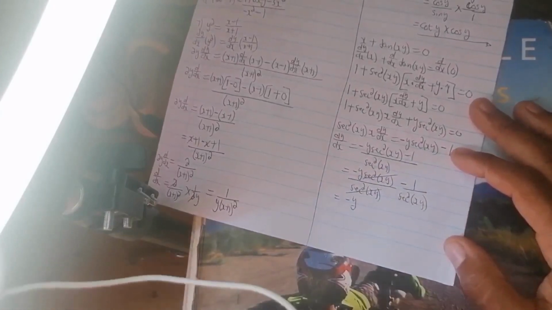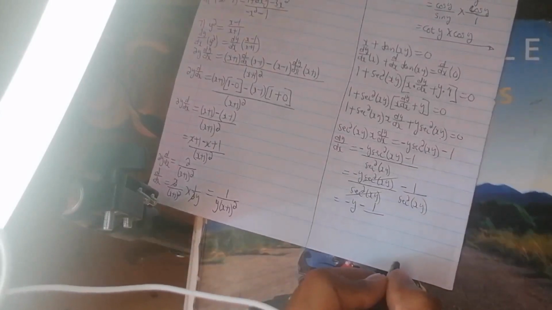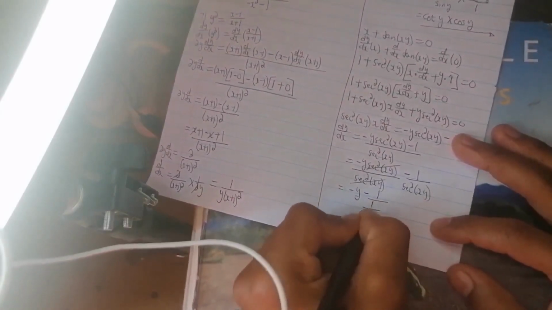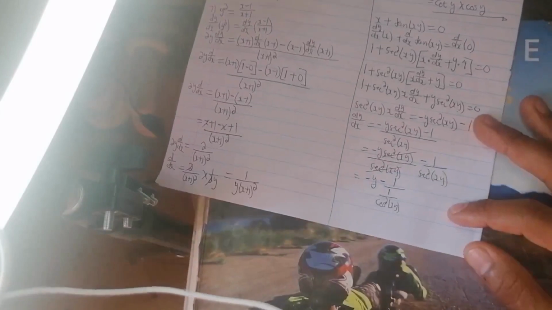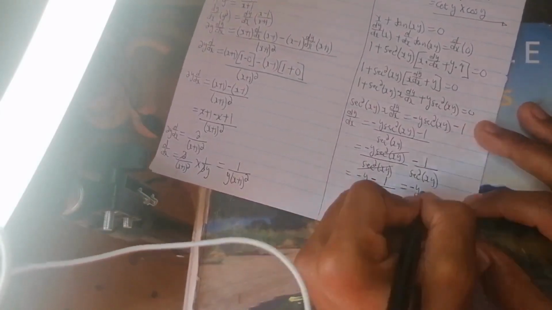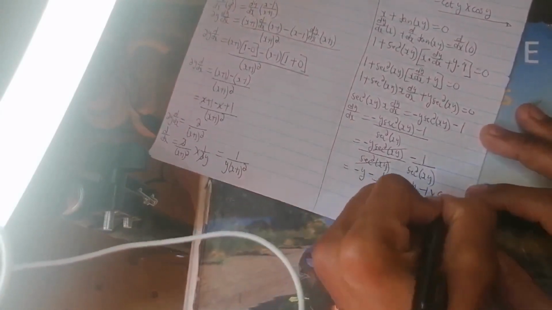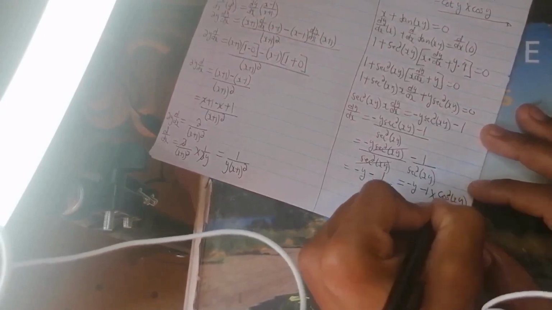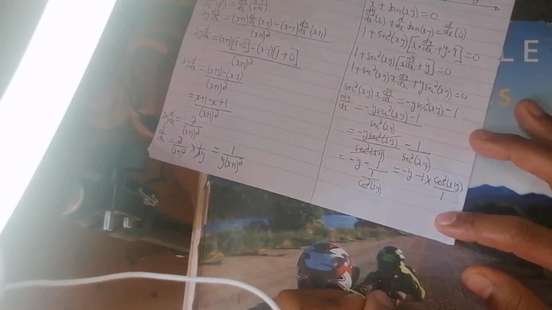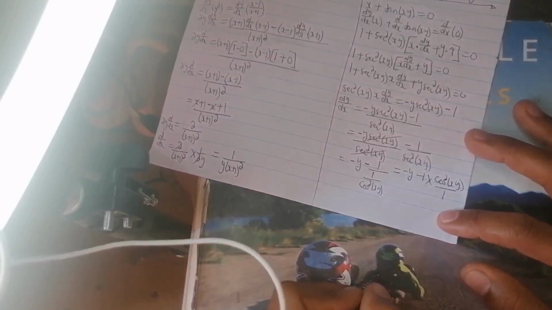Very good. Minus 1 over sec is 1 over cos squared, 1 over cos squared xy. So this in turn it's minus y minus 1 times the reciprocal will be cos squared xy over 1. This is very, very important. Am I not forgetting anything in here?